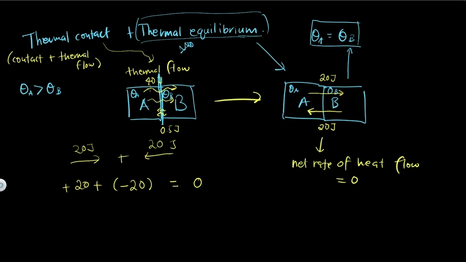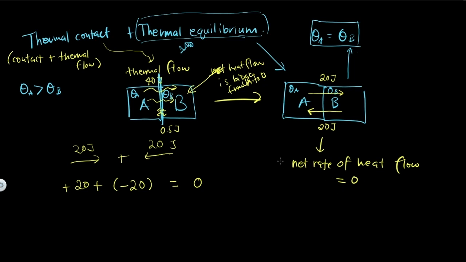Initially, yes, there is a big difference between A to B. We have 40 joule, but from B to A, or from colder to hotter object, it is much lower compared to hotter to colder. So here we say that the net heat flow or thermal flow is bigger from A to B. We just use the heat flow. The heat flow from A to B is bigger compared to B to A.